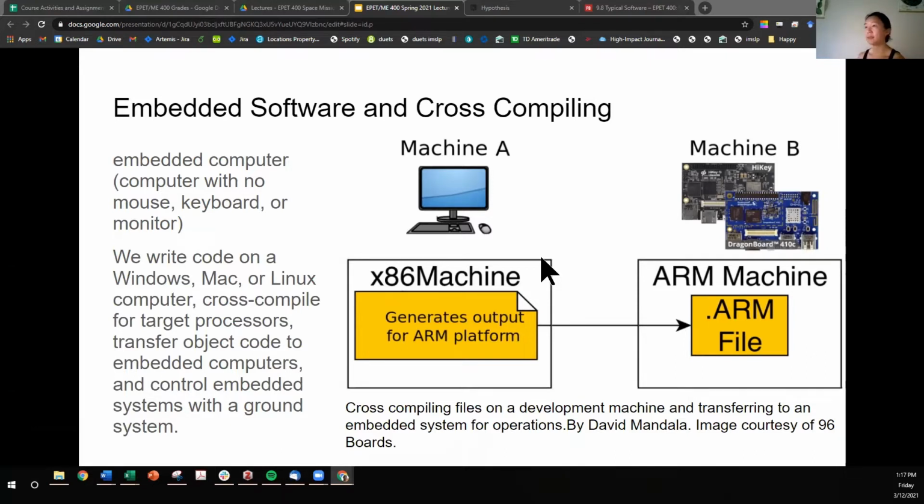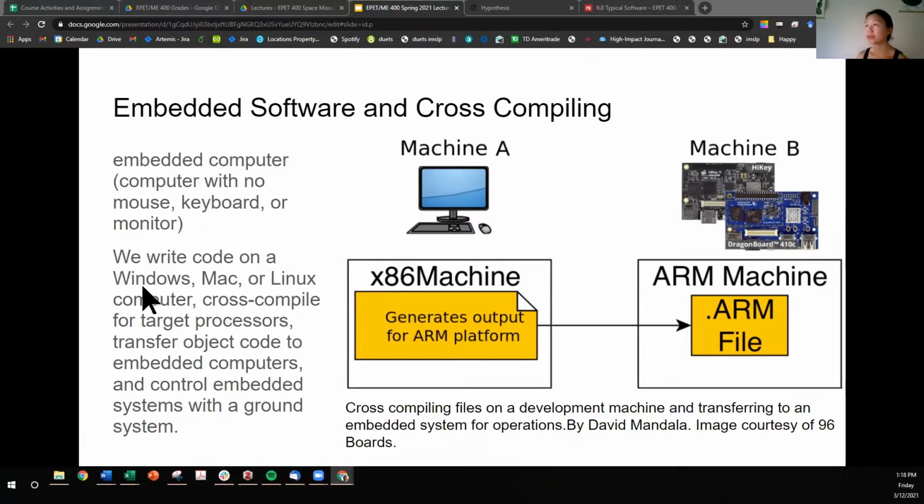Instead, you see a computer in the form of a board. So there's a lot of code that is loaded onto it, but how does that code get onto an embedded computer?